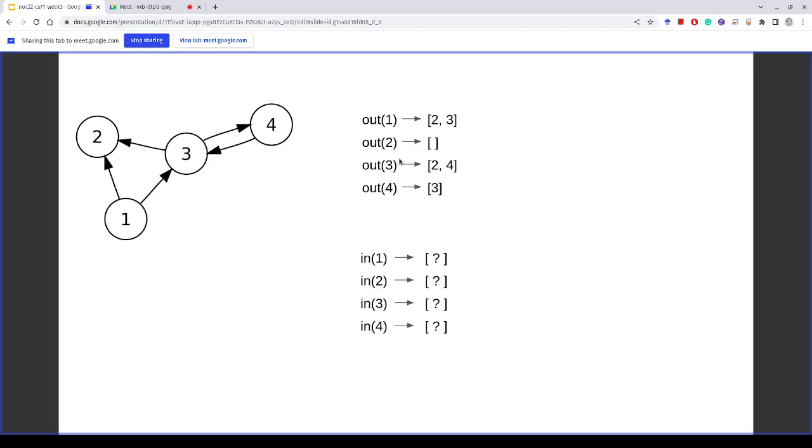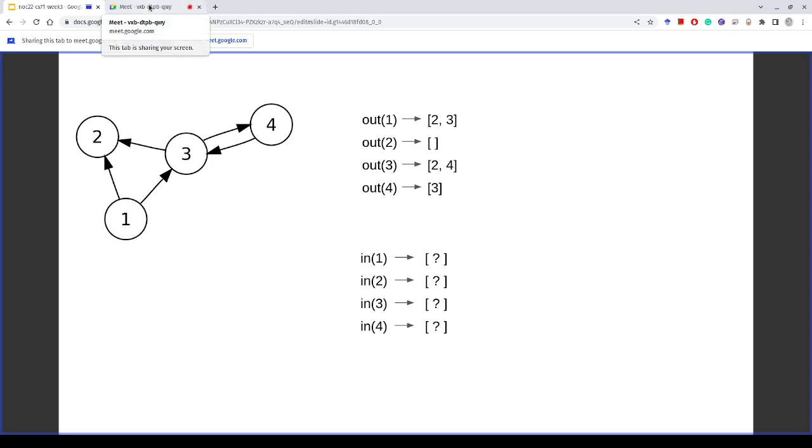If you'll see, 3 has outward edges to 2 and 4. So when you construct N of 2, it would basically be the edges that are coming inward. If you look at out of 3, it will be the outward edges from 3 to 2 here, and this same edge will be in the list of N of 2.